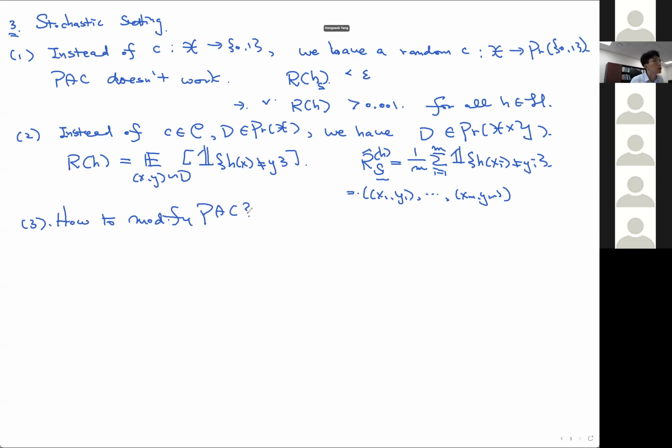As I said, the problem with PAC is that it's too perfectionist. It really requires us to reduce this risk as much as possible. So in this setup, where there are inherent lower bounds on how much we can reduce the risk, the modification that we have to do for PAC is to incorporate this lower bound. So that's the definition called agnostic PAC.